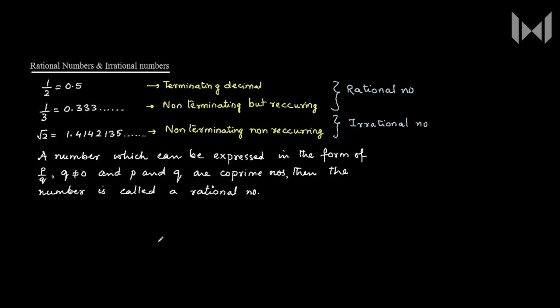Now what is the importance of using co-prime numbers? Sometimes it is asked, is 2 upon 4 a rational number? Then we say no. Why? Because 2 and 4 have a factor in common, which is 2, and 2 by 4 can be simplified to 1 by 2. That's the reason why it's important to say P and Q are co-prime numbers, or you may also use a statement like the HCF of P and Q is 1. I mean, they don't have any other factor common. Any other number which is not a rational number is considered an irrational number.